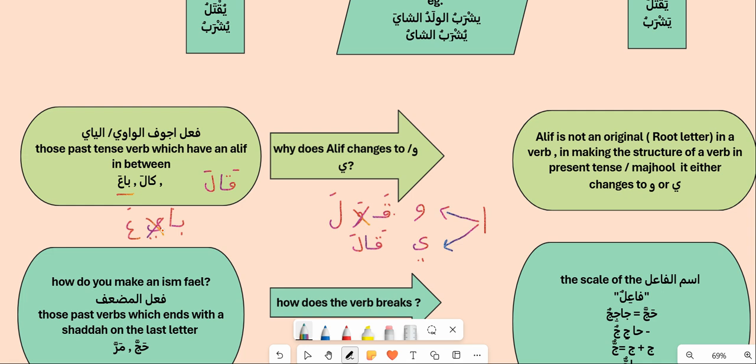So what I said is, alif is not an original letter, but the original letters are either waw or ya. Similarly, there are a lot of verbs you have seen in the exercise. Now let's go on and see how they change their structure.